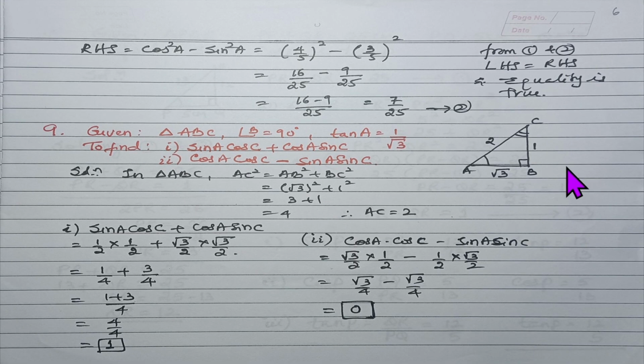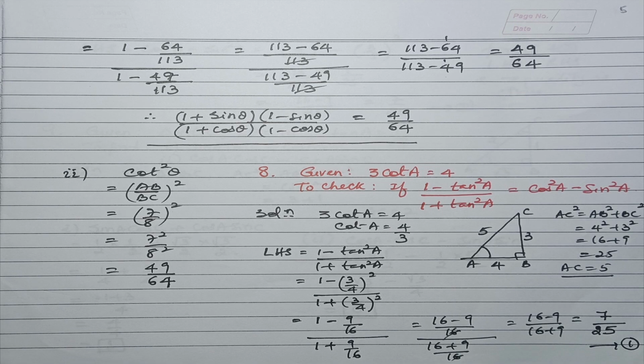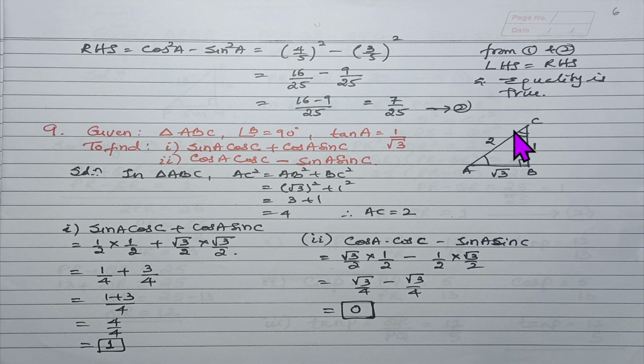Now coming to the next example. Here, LHS we have found out. Now to find the RHS, because we have to prove this, LHS is equal to RHS. So LHS is 7 by 25. Now let us go for finding RHS.